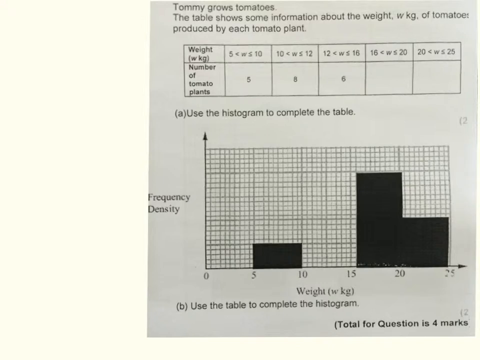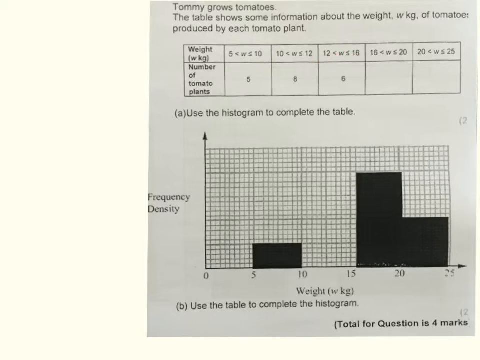Okay, well, let's go. As you can see, I like reading the question to have some sort of context as to what I'm really doing. So it looks like Tommy grows tomatoes. The table shows the information of the weight in W kilograms of the tomatoes produced by each plant. So you can see that from Tommy's tomato plants, 5 of them had a weight of 5 to 10 kilos. 8 of them had a weight of 10 to 12 kilos, 6 of them had a weight of 12 to 16 kilos, and so on.